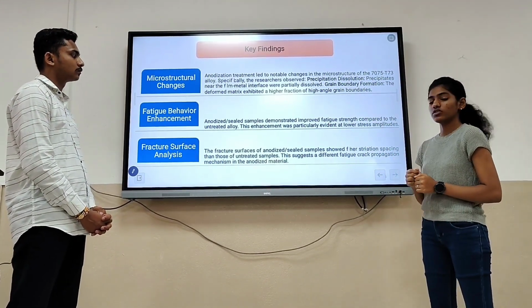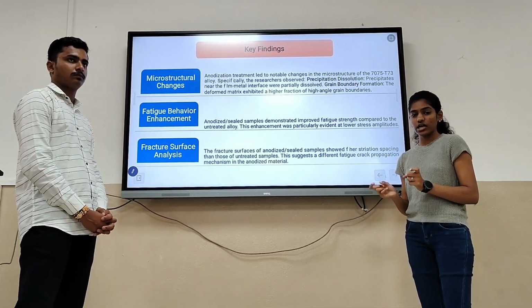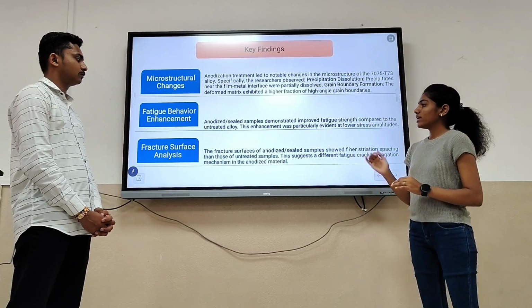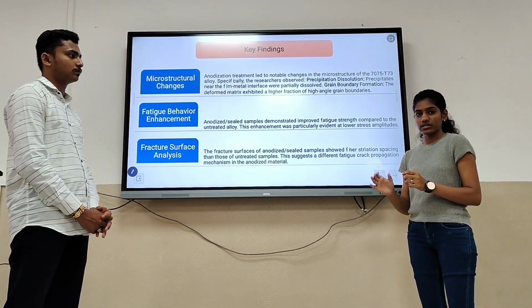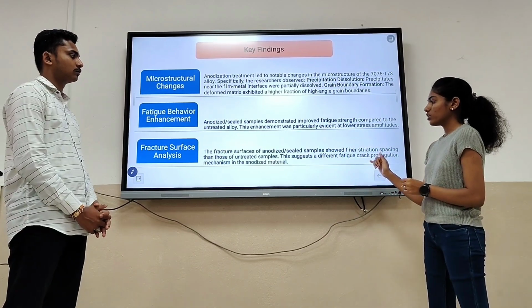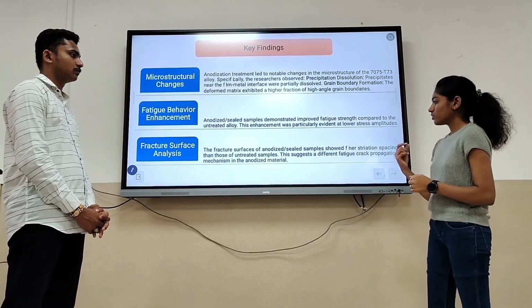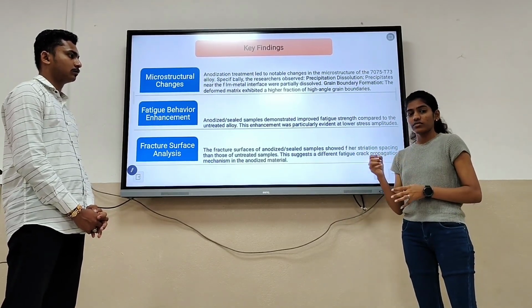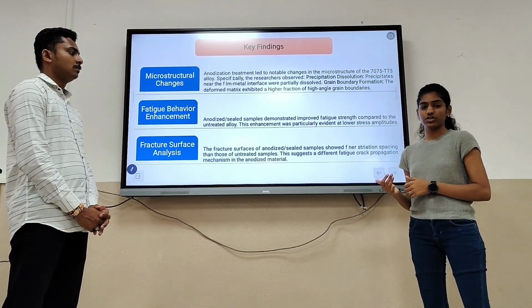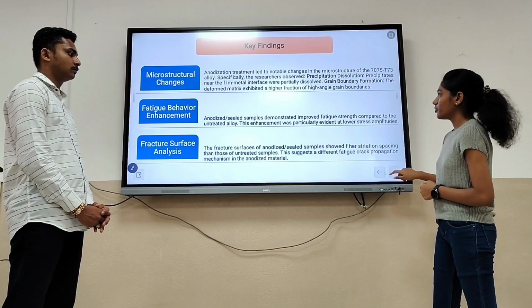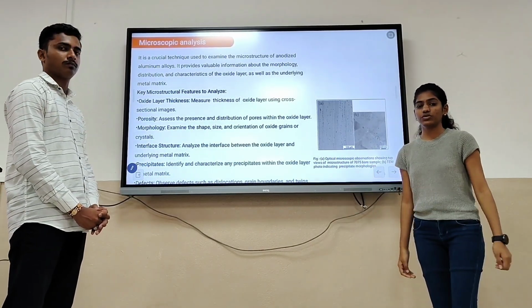Then about fatigue behavior, they compared the anodized sample and the unanodized sample. They observed that when we anodize the sample, the fatigue life of that sample is increased. About the fracture surface, they also observed that the spacing of the fracture also increased when we perform anodization on that alloy. Then the next part will be discussed by Shivraj.